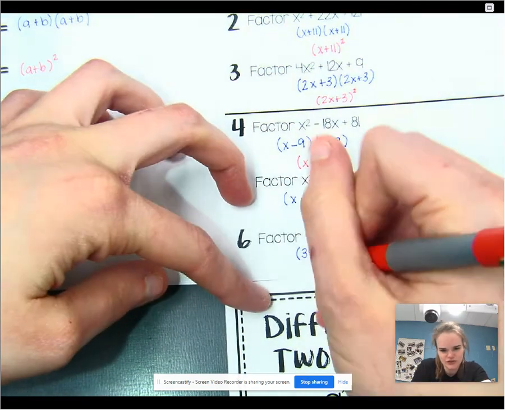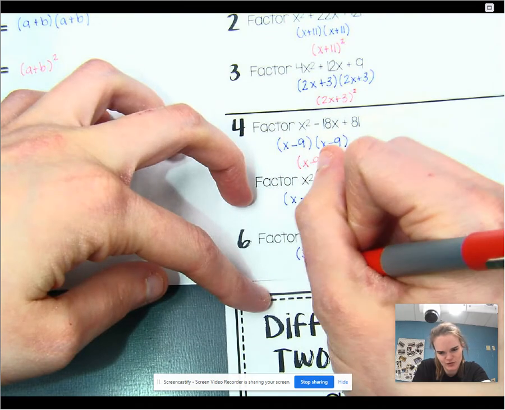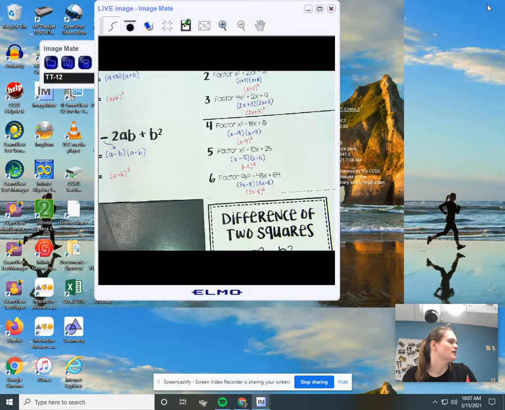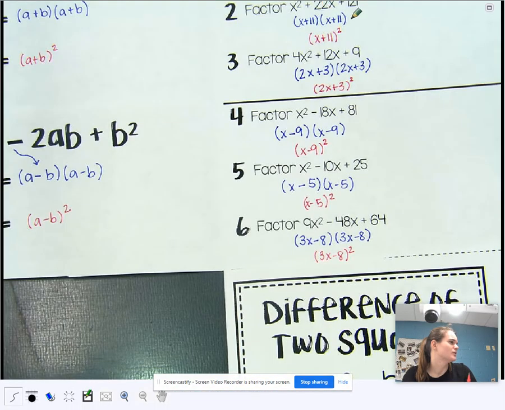If you do not understand the trick, you can always make a table like we did the last couple of days. Okay, so all of these are perfect square trinomials, okay? And my screen froze again. So those are perfect squares. Let's talk about when it's not a perfect square trinomial.